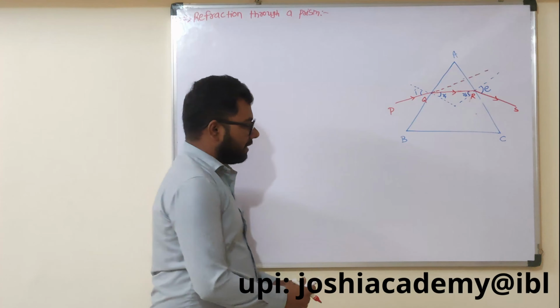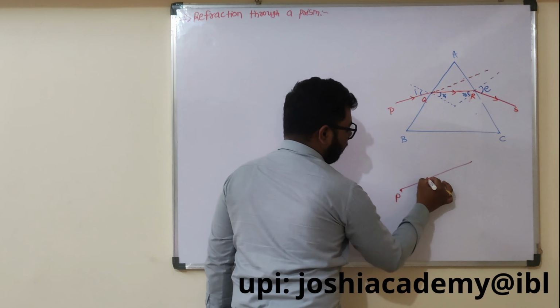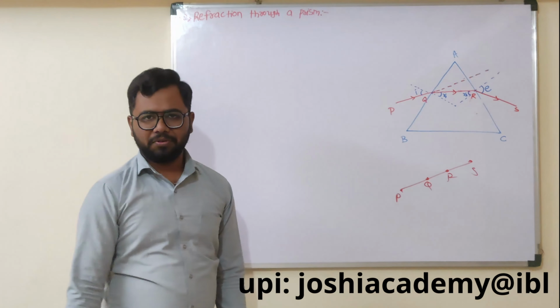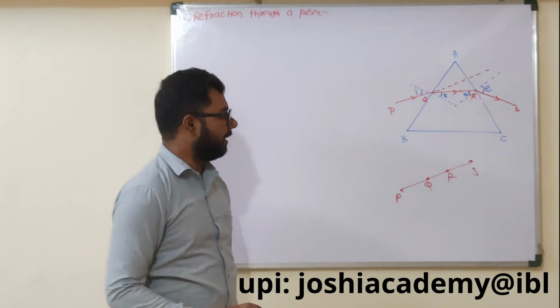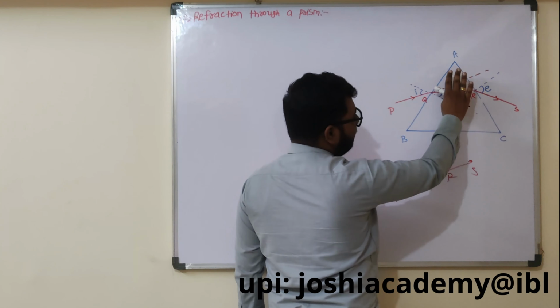So if there is no prism, then our light will follow the straight path. As we know that light always moves in a straight line, right? Similarly, let us put the prism over here.